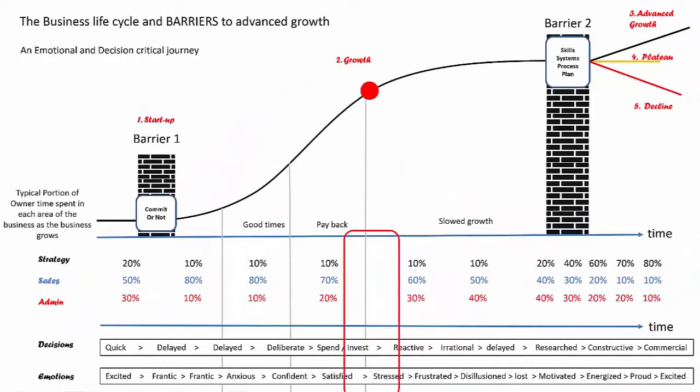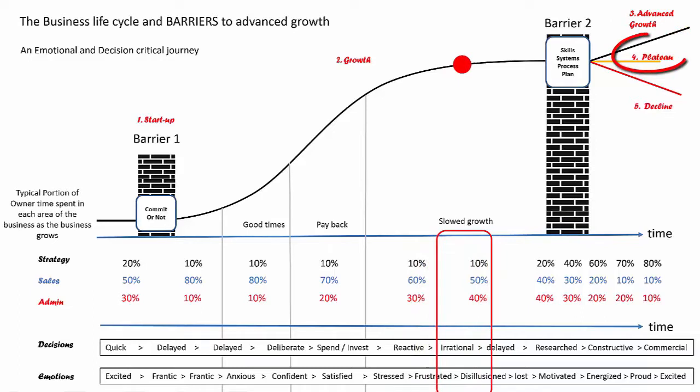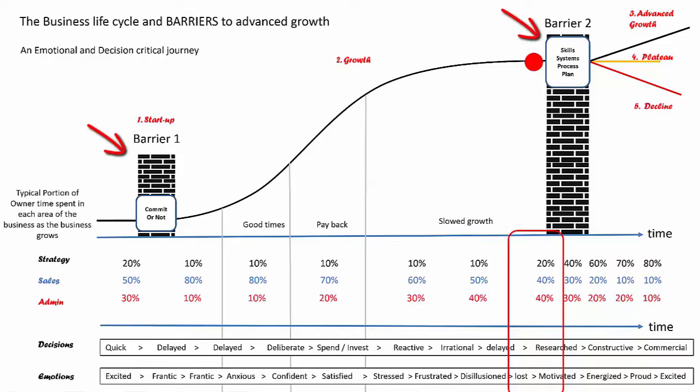The business life cycle is broken into 5 primary stages. The first 3 stages are startup, growth, and advanced growth. The other 2 are plateau and decline. The success of a business is determined by the business owner's awareness of how these stages affect business growth and sustainability. All business owners face 2 major barriers in the life of their business.